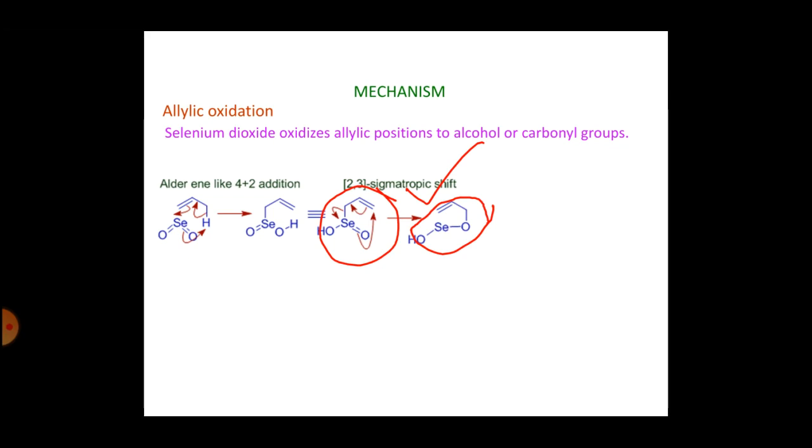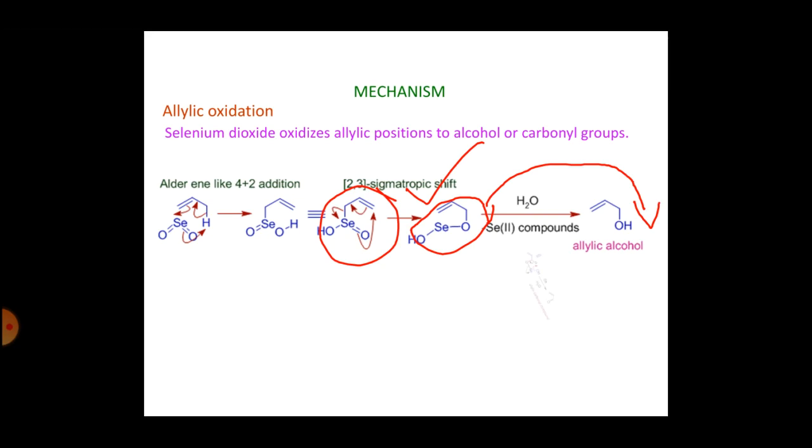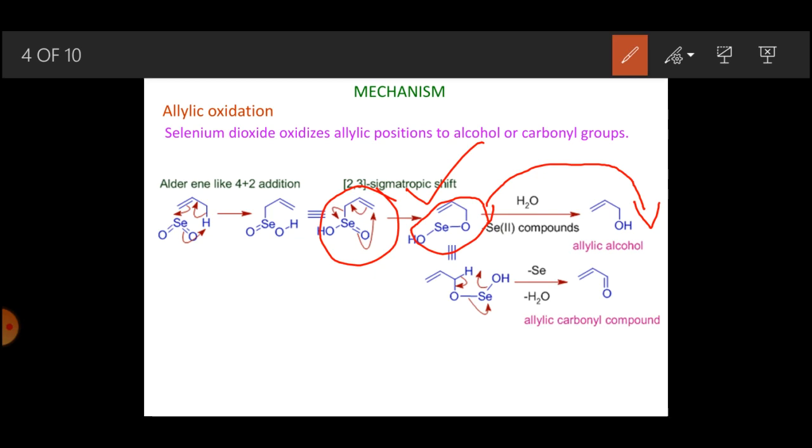Further, this unstable compound decomposes to give allylic alcohol. And if the oxidation continues, then it will give the allylic carbonyl compound, or alpha beta unsaturated carbonyl compound, and the mechanism follows this route. So this is how selenium dioxide works.